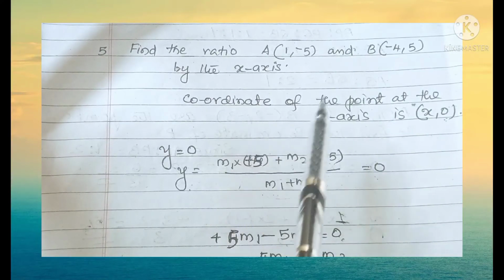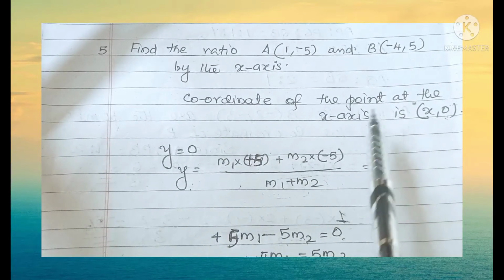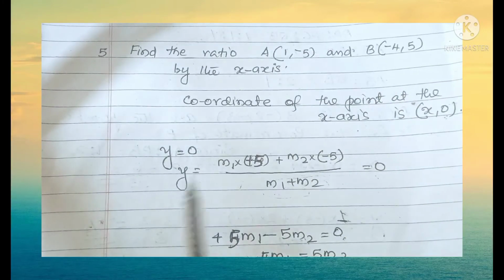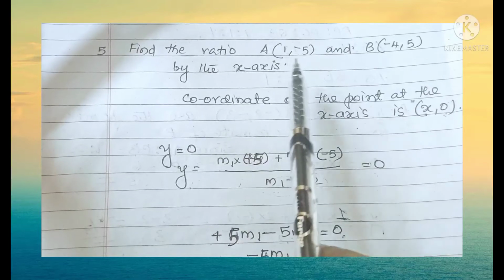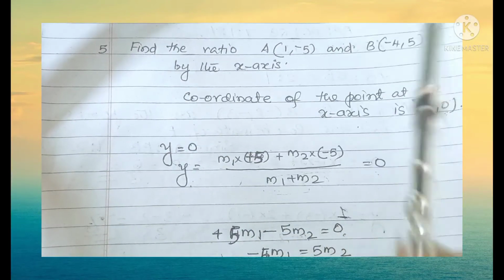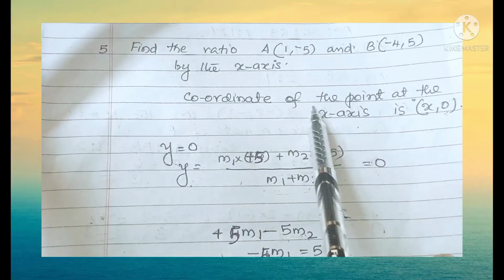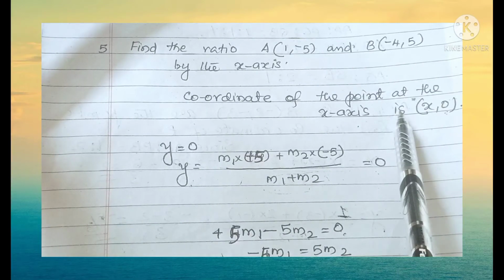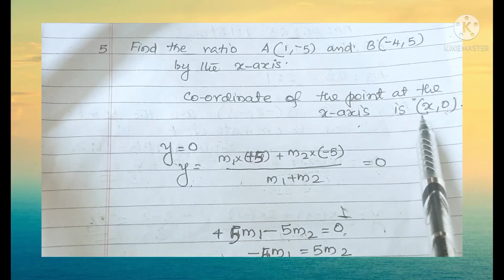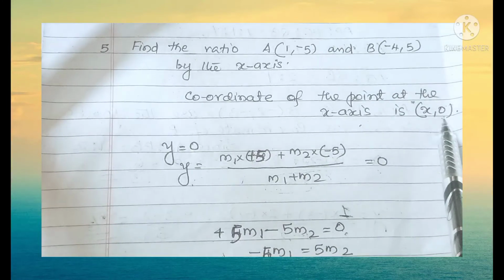Find the ratio in which the point on the x-axis divides the line AB. So we want to find the ratio where A (1, negative 5) and B (negative 4, 5) are the points, and it is divided by the point x0, since the point on the x-axis is denoted by x0.